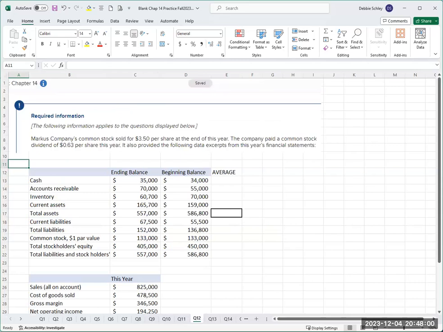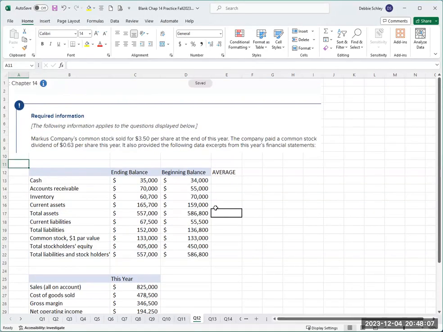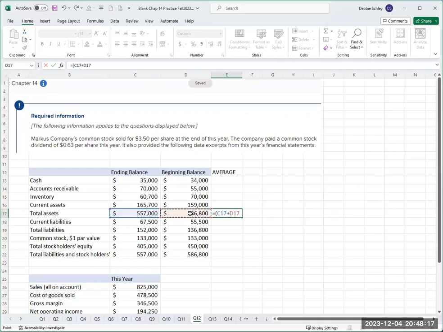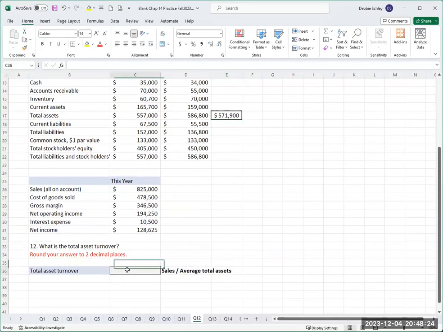Okay, question 12. So I need to figure out average total assets, parentheses, ending plus beginning, close parentheses, divide by 2. There's my average. So total asset turnover equals sales divided by average total assets. So rounded to 2 decimal places, 1.44.